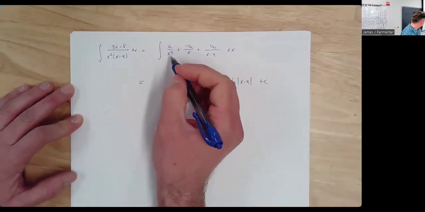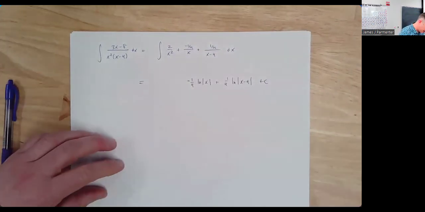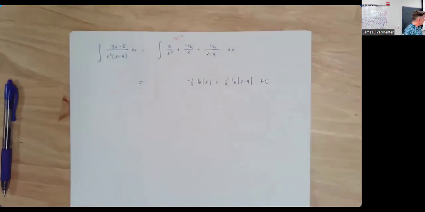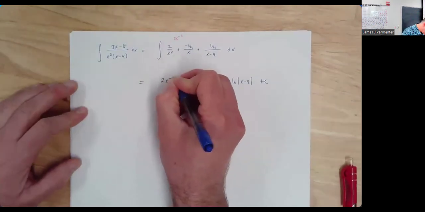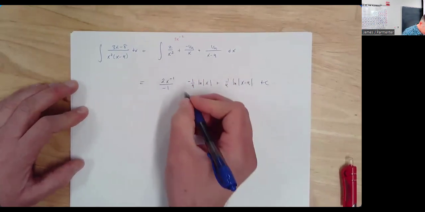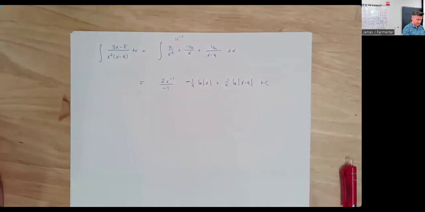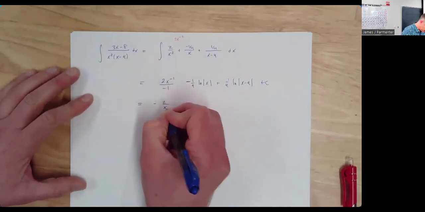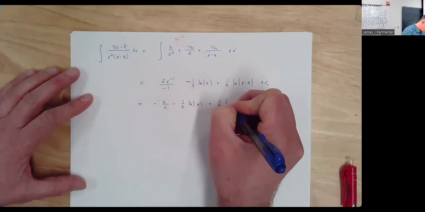But for this part here, it's not a natural log. I don't just have an x to the first on the bottom. So I'm going to think of that as 2 times x to the -2nd, and just use the anti-power rule and get 2 times x to the -1st divided by -1. So the answer is -1/4 times natural log of the absolute value of x plus 1/4 times natural log of the absolute value of x minus 4. And if you really don't like the way that's written, you could rewrite it as -2 over x minus 1/4 natural log of the absolute value of x plus 1/4 natural log of the absolute value of x minus 4.